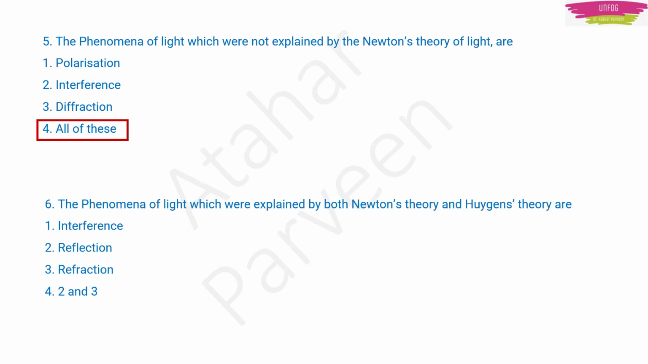Next question. The phenomena of light which were explained by both Newton's theory and Huygens' theory are. See, Huygens' theory I am going to teach now. I have not done it yet, but I put it here because we are talking about Newton's theory also, right? The phenomena of light which were explained by both Newton's theory and Huygens' theory are reflection and refraction. But Newton explained it in a different way. His explanation was wrong. Regarding Huygens, we will know it now. But both of them explained reflection and refraction.